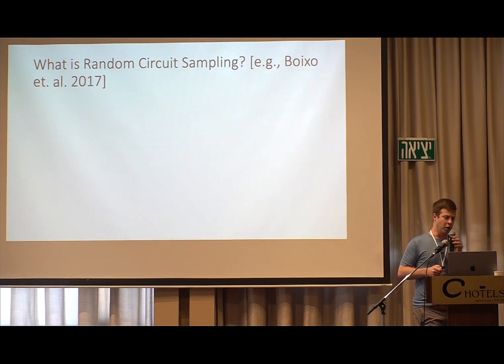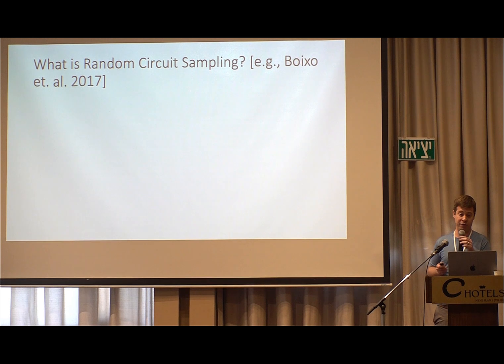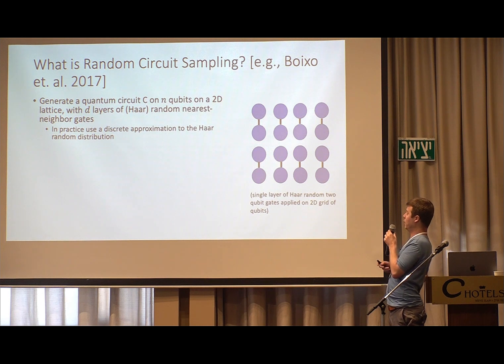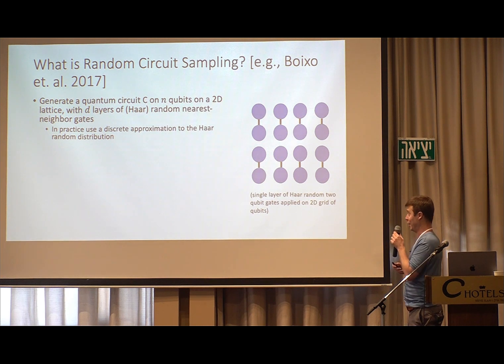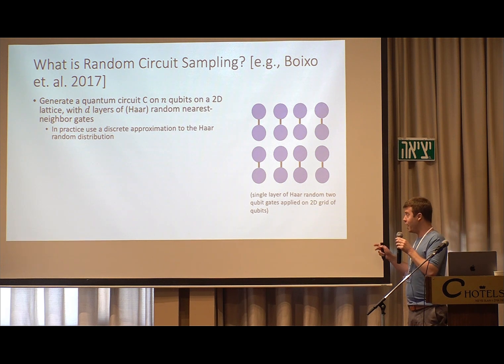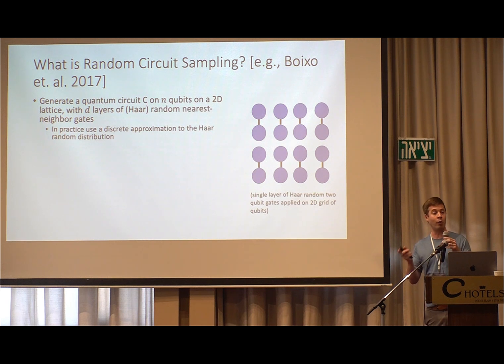Okay, cool. So now, what do we mean by random circuits? What is random circuit sampling? We want to generate a quantum circuit, C, on n qubits on a 2D lattice with D, which is the depth, a parameter, D layers of Haar random nearest neighbor gates. Each layer of the gates might look something like this. The circles are qubits. The edges are Haar random 2-qubit nearest neighbor gates. This might be the first layer. The second layer might look different.